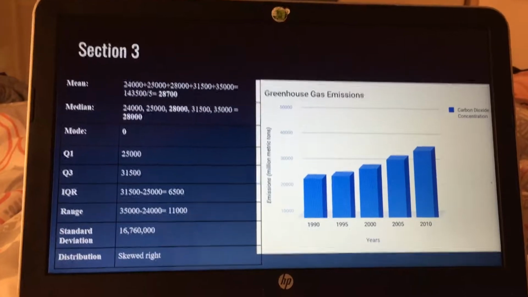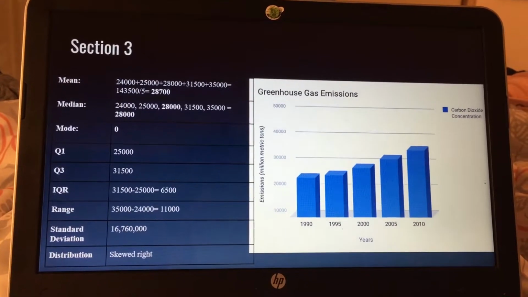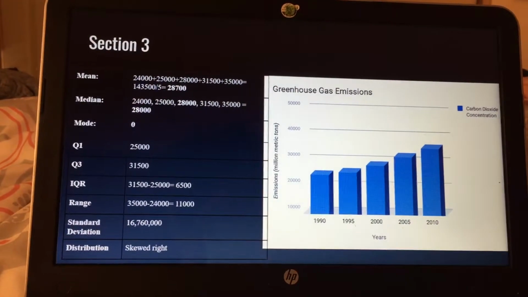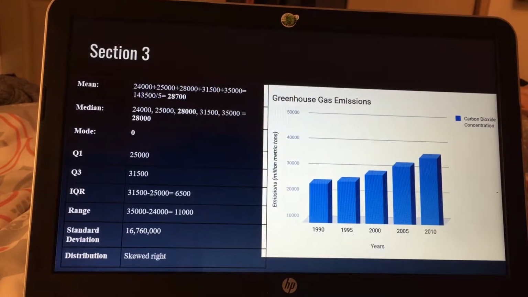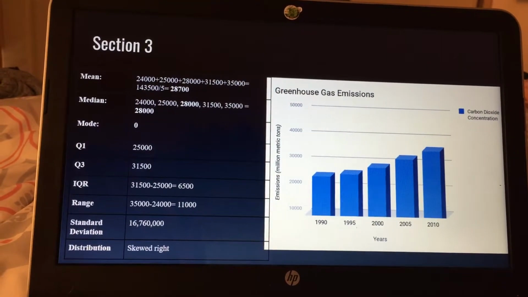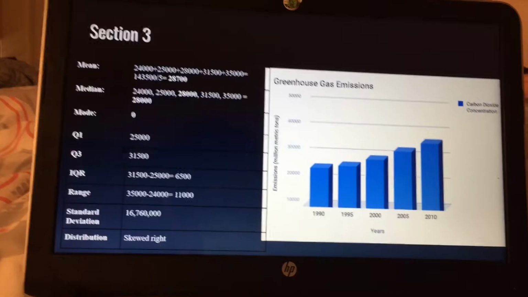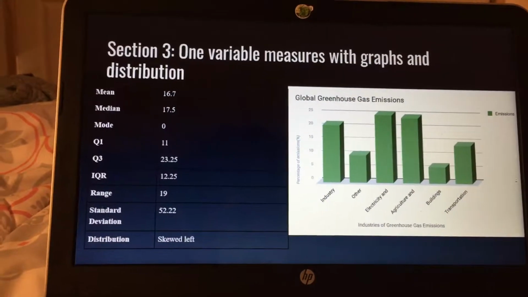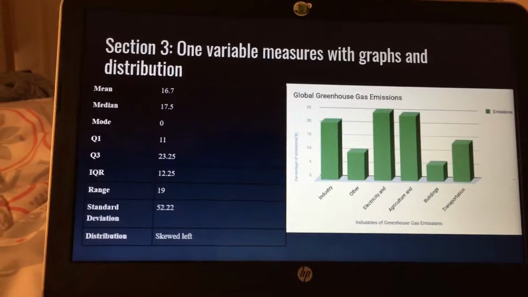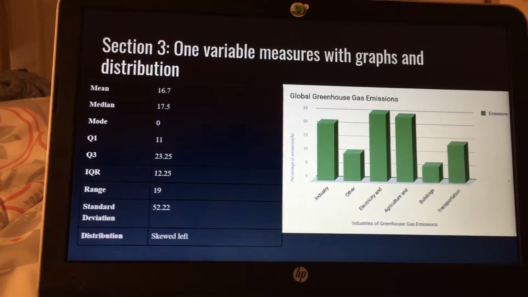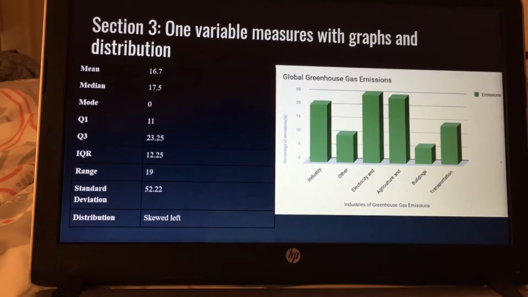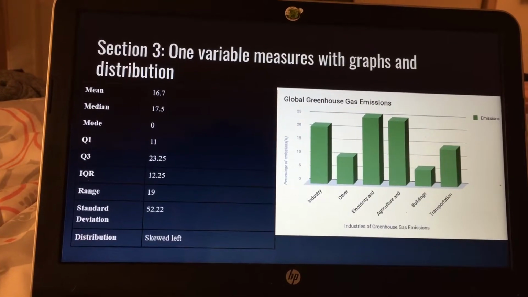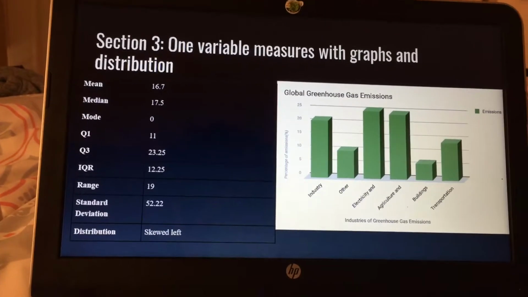In section 3, I'm showing the first dependent variable. And I am displaying the mean, median, mode, the quartile 1 and 3, the range, standard deviation, and distribution, as well as my chart. This is the first independent variable, which is the global greenhouse gas emissions, which displays the mean, median, mode, quartile 1 and 3, range, standard deviation, and distributions.